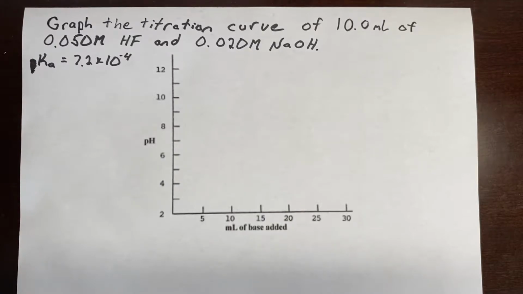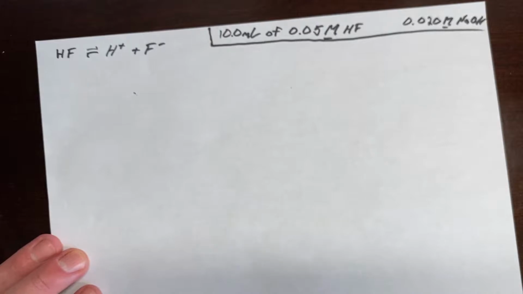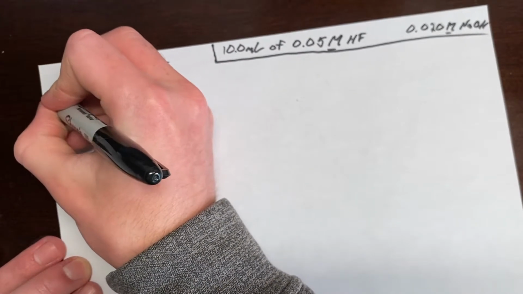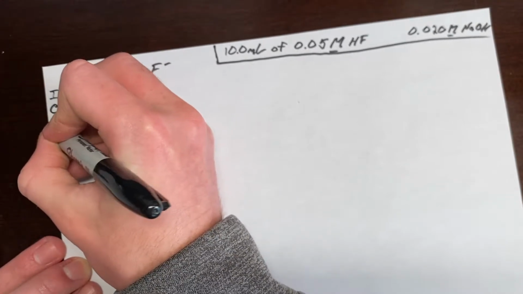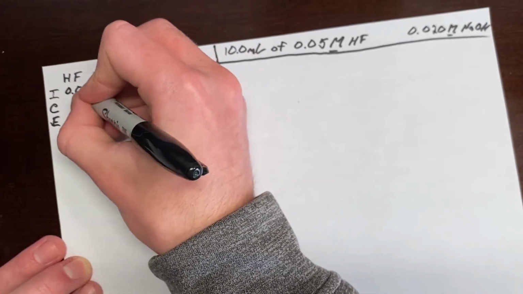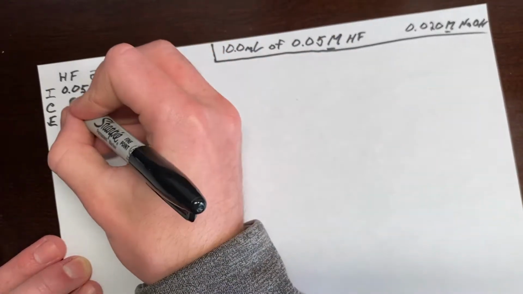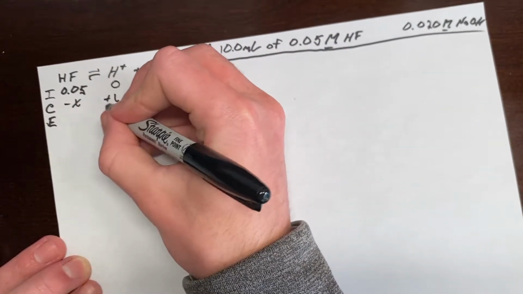To start out, we're going to be looking at the original pH of this hydrofluoric acid solution. Okay, so we're going to be dealing with this equation, the hydrofluoric acid turning into the hydrogen ions and fluoride ions. And so we're going to set up an ICE chart. The original molarity of hydrofluoric acid is going to be 0.05. And we don't have either of these, so minus X, plus X.